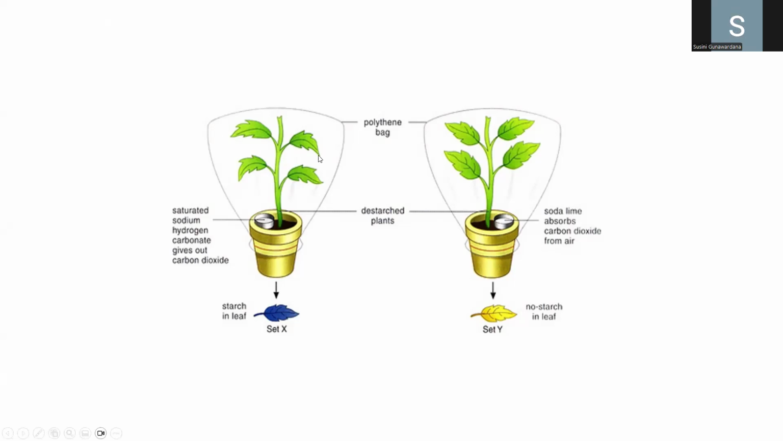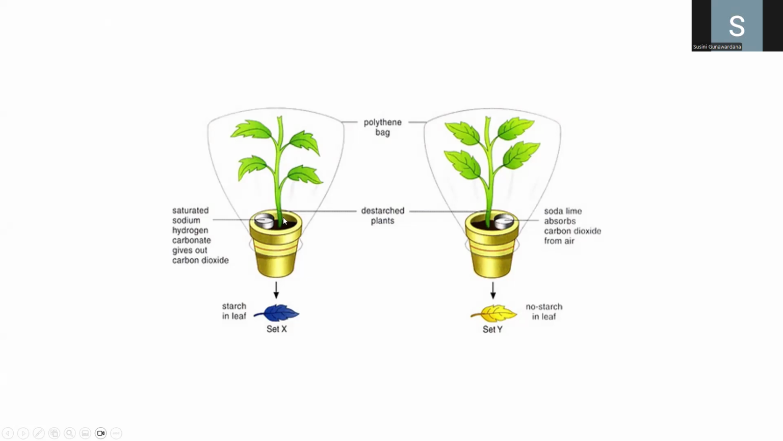So if you go through this first diagram, you can see it is saturated with sodium hydrogen carbonate, or maybe in your exam paper they might be giving it is saturated with water. Somehow it means there is some amount of carbon dioxide in this plant. But in this plant it doesn't have any carbon dioxide. So what will happen? Can they do photosynthesis?